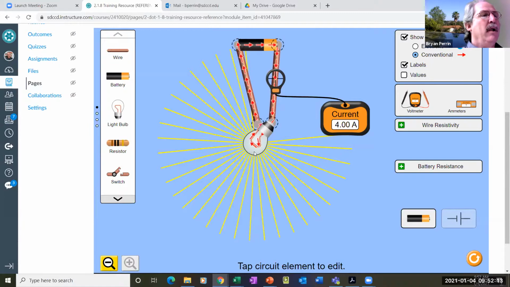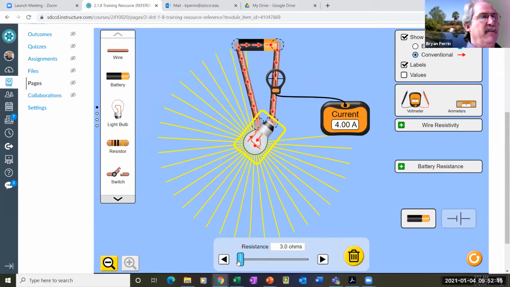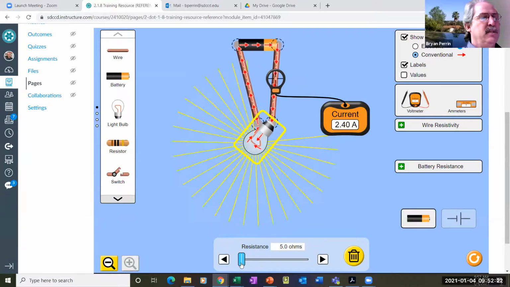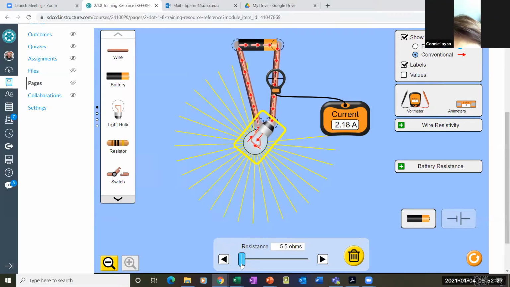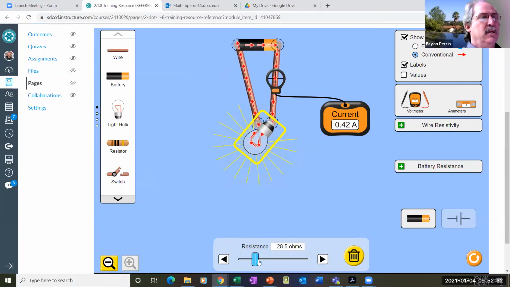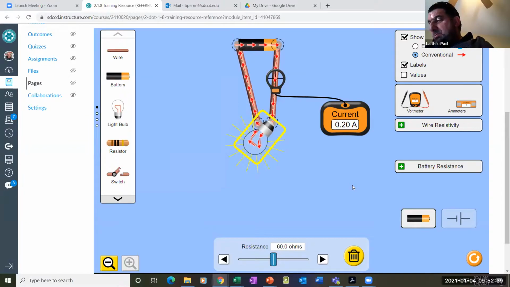So now let's change the resistance here. What if I have 4 ohms of resistance? What's going to happen to current? 3. Right, it's going to go down. And if I go to 6, now it's what? 2, right? Now I'm at 2. So you see, as I raise resistance, a lot less current flows, right? The bulb's not as bright either, is it?